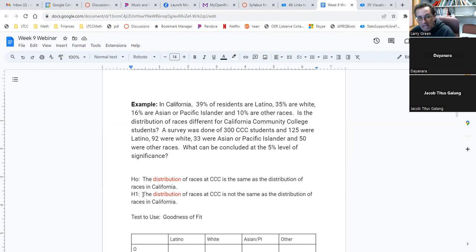Okay, H1, once you have H naught, especially as an online class, so it means you're typing everything, then all you have to do is copy and paste H1, and then just before the word the, you put the word not. So H1 is the distribution of races at California community colleges is not the same as the distribution of races in California. Any questions on that?